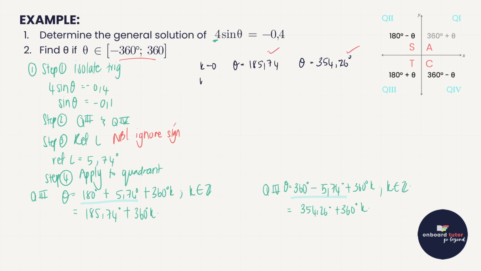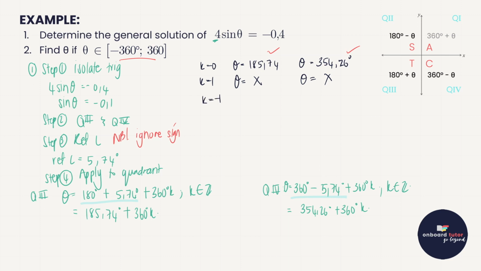Then I go on and I say, well, what happens if k equals 1? So now I'll substitute a 1, so it'll be 185,74 plus 360 times 1. Okay, and I can tell you now that's going to be too big for my domain. So I'm actually not even going to work that out. Okay, and this one here, definitely, if I add 360, it's going to be too big. So I'm not going to include that in my specific solution.